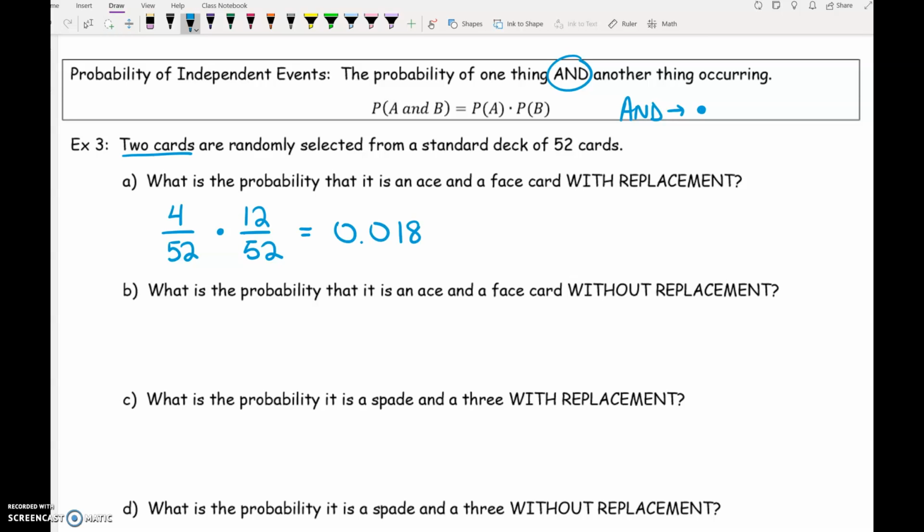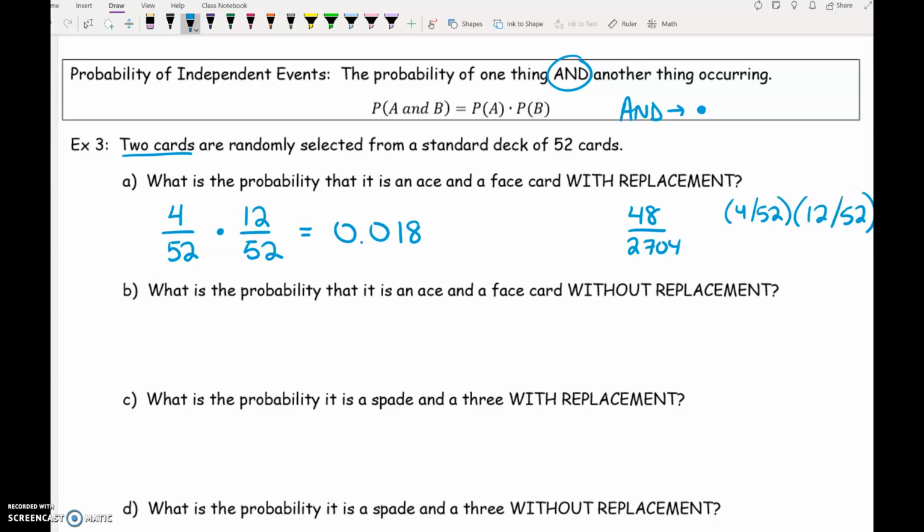The other thing you could do is multiply straight across the top, straight across the bottom. So 4 times 12 is 48. 52 times 52 is 2704. And then you could divide those to get that decimal. You could also do parentheses 4 divided by 52, parentheses 12 divided by 52. There's several different ways that you can enter this into your calculator. Try this out in your calculator. If you get 0.018 after rounding, you entered this correctly.